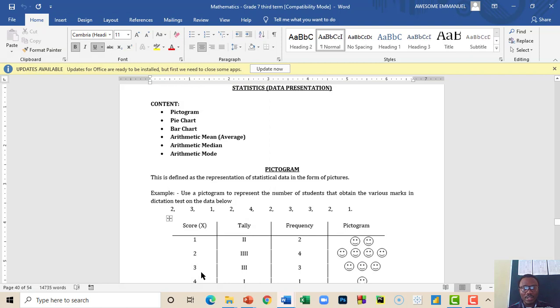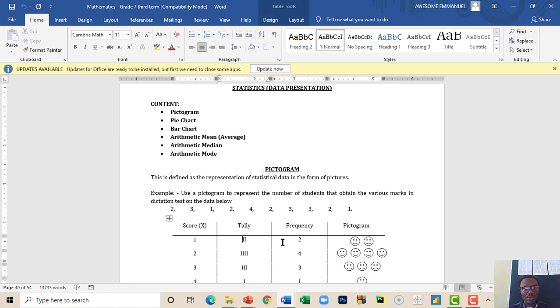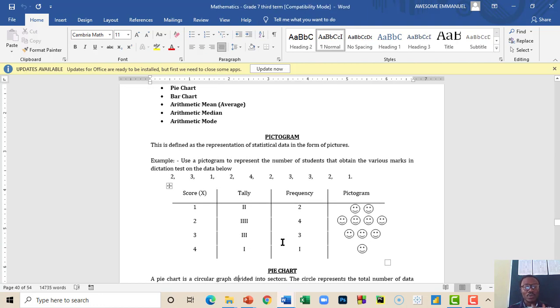So in this particular material I'm using now, I'll just run through some basic parts of statistics, which is actually data presentation. The first one I want to just discuss with us, like a revision, like I said, is the pictogram. Pictogram is using pictures to represent information, and in this particular question we used smiley faces or emoji, if you may like to call that, to represent this information. So in other words, pictograms are used to represent information or data.